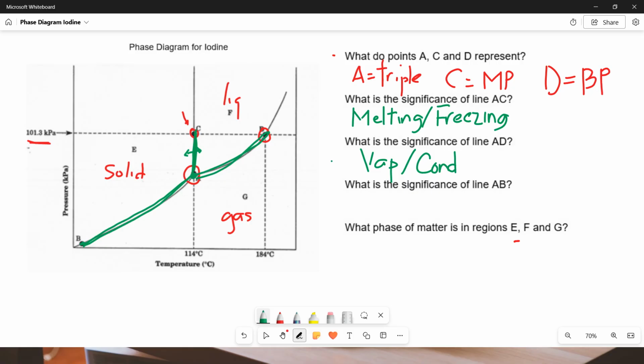Well, that's the interface between solid and gas. Anywhere along there, if we can change the pressure, we can change the phase from solid to gas or gas to solid. And that phase change is sublimation if we're going solid to gas, or it's going to be deposition if we're going from gas to solid. Okay, and then finally, we already labeled E, F, and G as our solid, our liquid, and our gas.